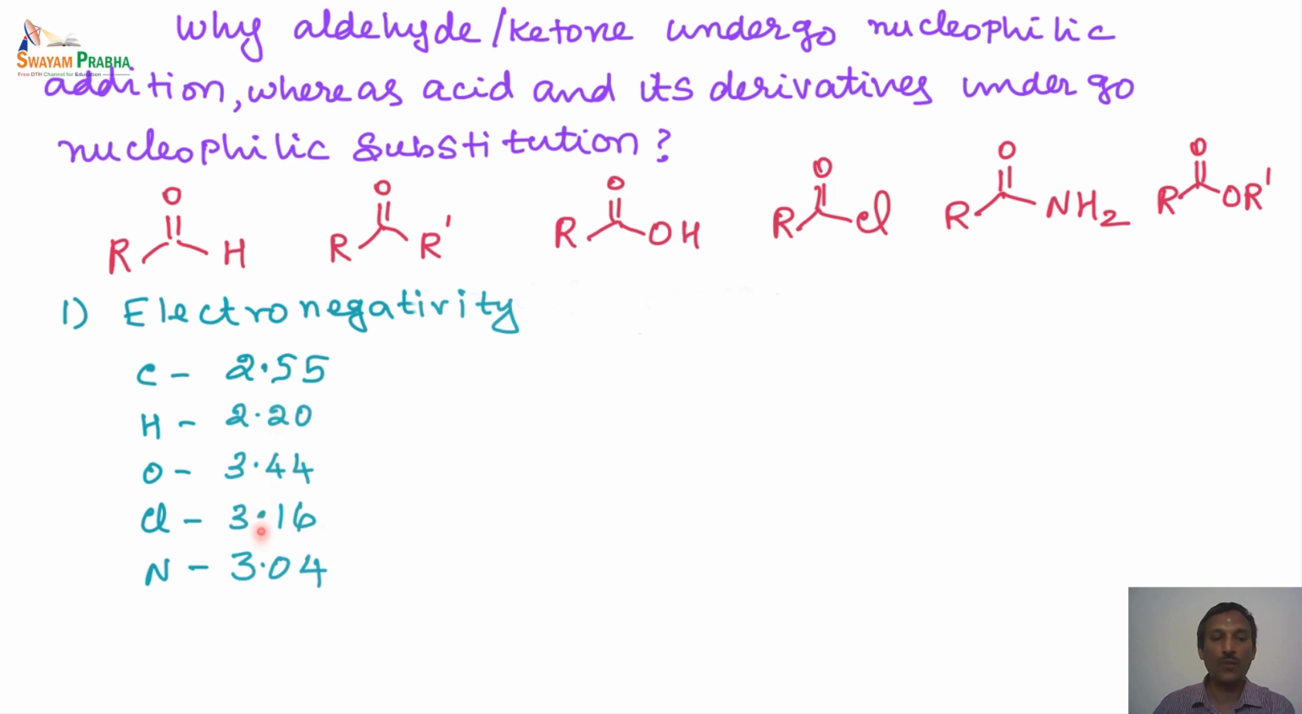So if you very carefully look at it, the carbon is having 2.55, but all the other acid derivatives have an electronegative substituent which is much more powerful in electron withdrawing nature than the carbon. So this is one of the clues. Let us look at what this is in the next couple of slides.